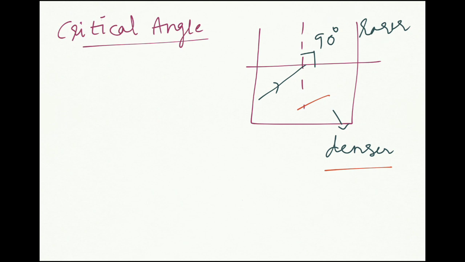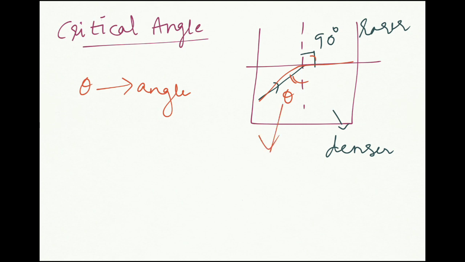Let me assume the angle to be theta. This angle theta is the angle of incidence, for which the angle of refraction is 90 degrees. So here, as it is going in this way, the angle of refraction is 90 degrees. That theta is called the critical angle. The angle of incidence for which the refracted ray's angle will be 90 degrees.